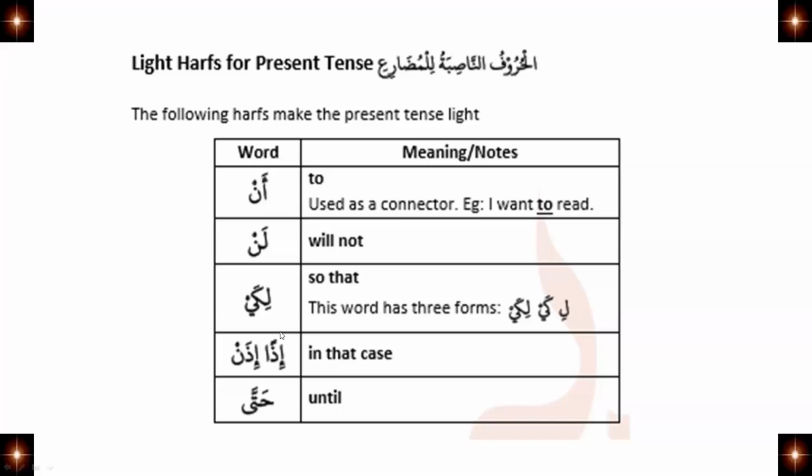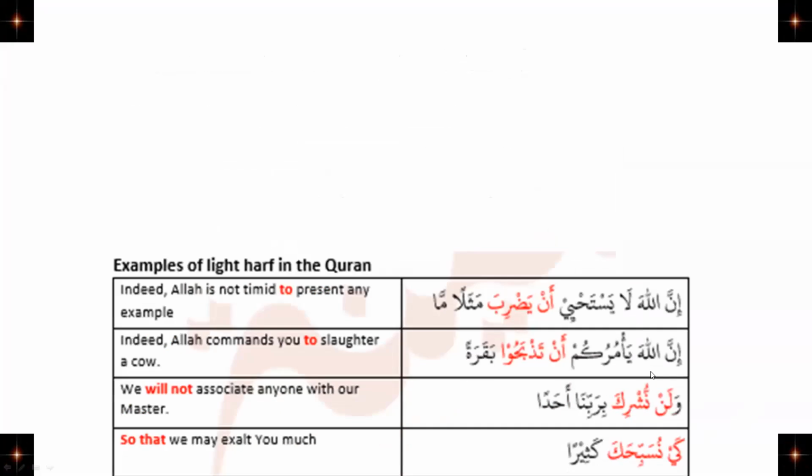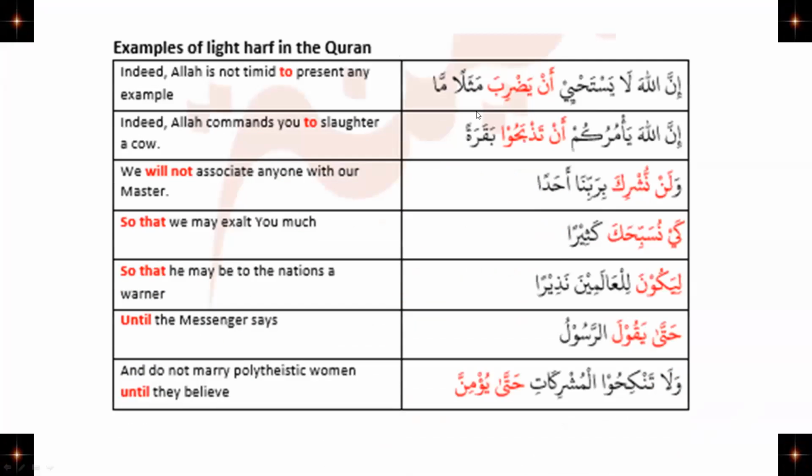Okay. Now these are the words. An. So what we say is an, lan, likay, izan, and hatta. These are the words or the harfs that can cause a fi'l mudari to be light, and these are the meanings. Okay. You have to go and check the meanings and get them right. Okay. These are some of the examples. I wouldn't like to go to these examples. Maybe tomorrow we'll come and look at these examples more.